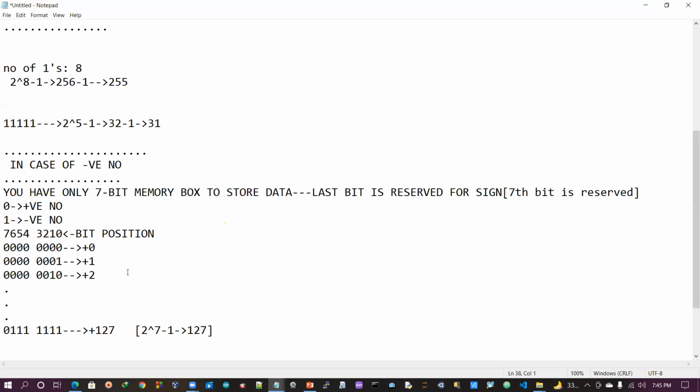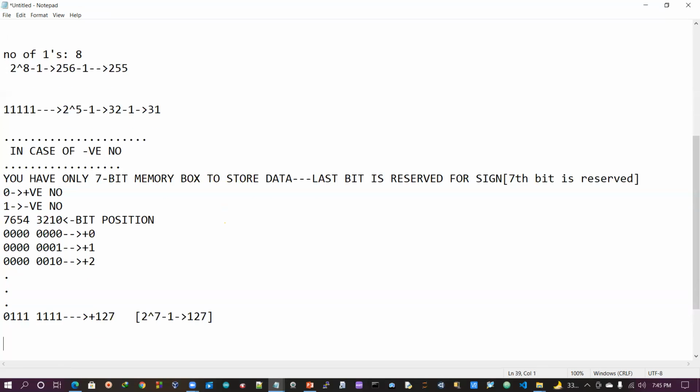So on the positive side, what is the range? The range is 0 to 127. Agree or not?